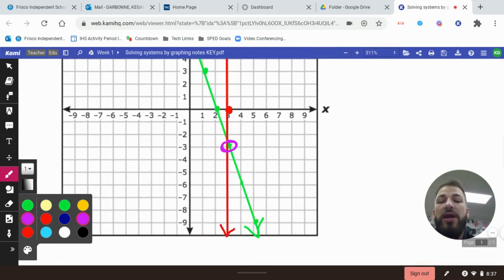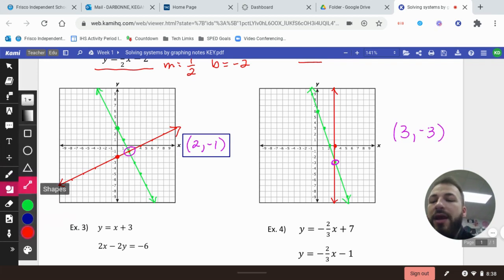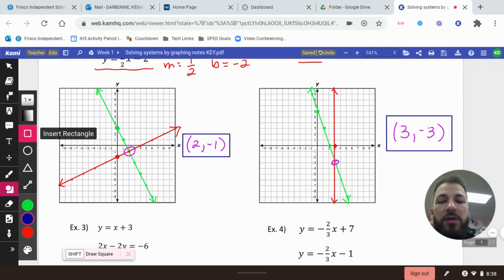But the straighter and better you draw your lines, the easier it's going to be to see your point of intersection. Okay, so that point is 3, -3. So we just write that as an ordered pair. And then we are good to go.